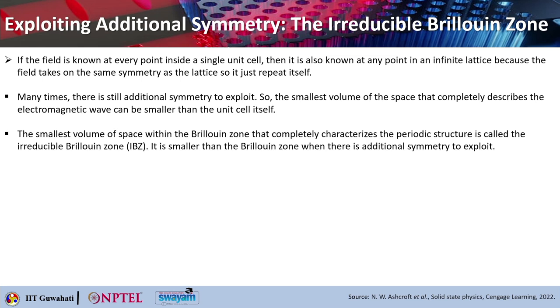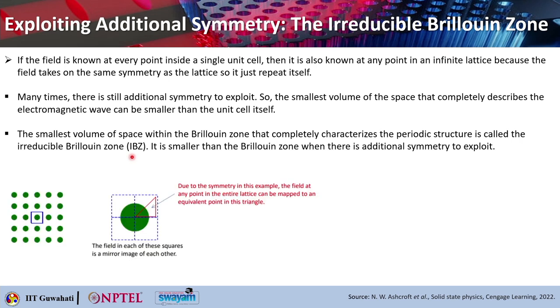The smallest volume of space within the Brillouin zone that completely characterizes the periodic structure is known as the irreducible Brillouin zone. So, what do we understand? It is a much smaller area than the Brillouin zone itself, where you have exploited additional symmetry. First, this is the periodic lattice, the square lattice, and this blue marked area is the unit cell. Ideally, you should only study the property of this unit cell, which will tell you about the property of this entire lattice.